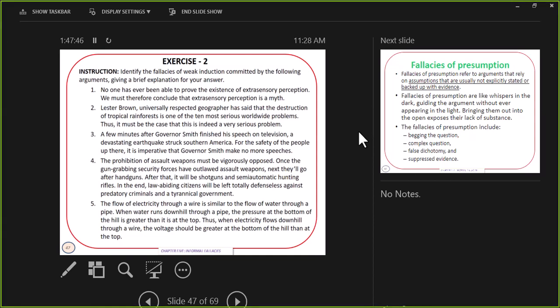A few minutes after Governor Smith, yes, Kibro, read it louder. A few minutes after Governor Smith issued his speech on television, an earthquake struck South America. For the safety of the people out there, it's imperative that Governor Smith make no more speeches. Which fallacy of weak induction is it? Unqualified authority? No.